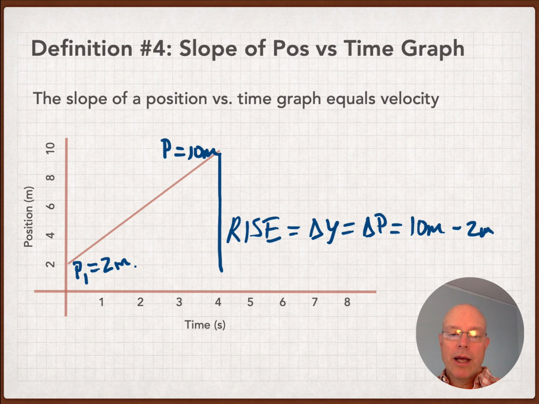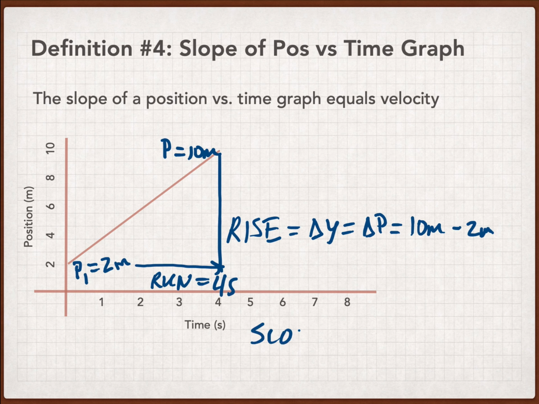What I want to do right now is go and get the run of the line, the length of time of this line segment happening. It looked like 4 seconds happened. And so the slope of this is going to be pretty easy to get. It's going to be 8 meters over 4 seconds, and easy enough to figure out. But I want you to notice something. The slope of this line, when we do the math, is 2 meters per second.